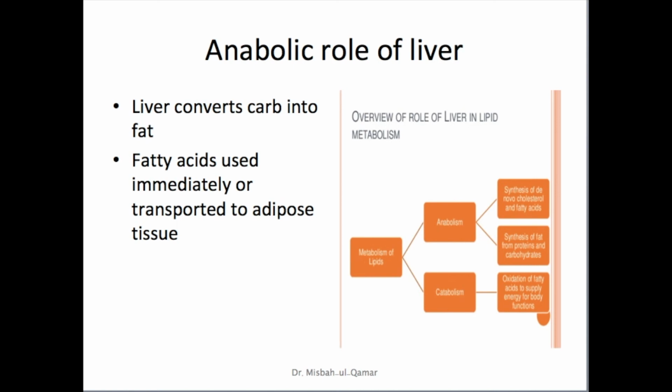So, what is the anabolic role of the liver in fat metabolism? You see, when carb stores are saturated, the liver converts excess ingested carb into fat. Almost all the fat synthesis in the body from carbohydrates and proteins occurs in the liver. Fatty acids thus formed can be used immediately or are transported in lipoprotein to the adipose tissues.